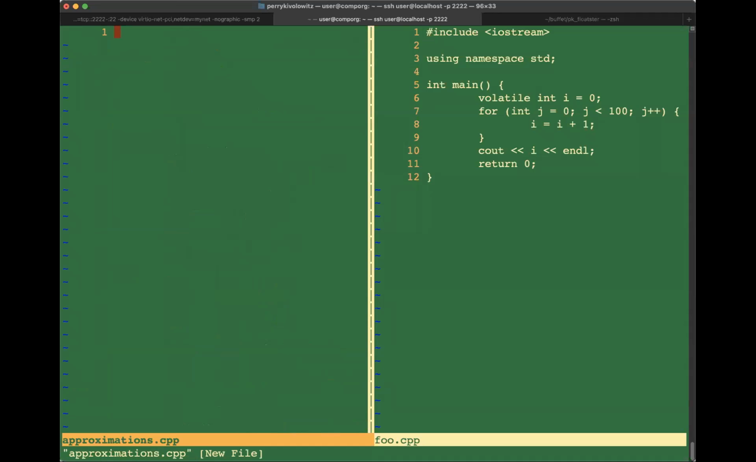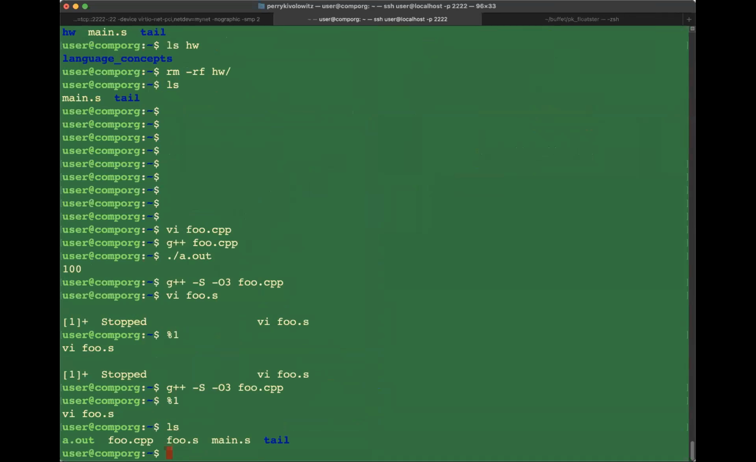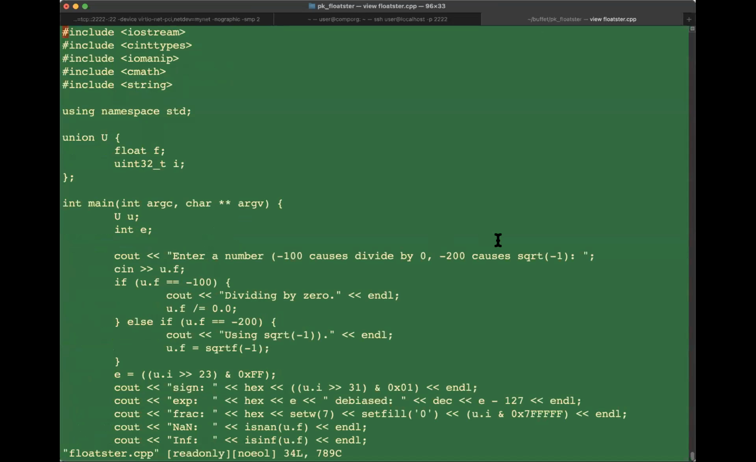Approximations.cpp, is that what it's called? No. What's it called again? Approximation.cpp. Nope. Okay, let me go find out what it is. Oh, it's not on this computer. It's over here. Screen sharing. Sorry. It didn't resume the share. It really does not like terminal. Okay, new share.